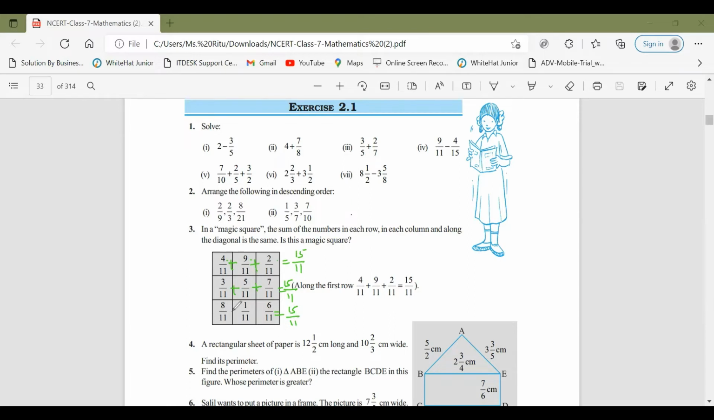Let's see the columns this time. Okay. So rows are same. Now we'll check the columns part. Means 4 by 11 plus 3 by 11 plus 8 by 11. So 4 plus 3, 7 plus 8, 15. 15 by 11. Second column we will see.